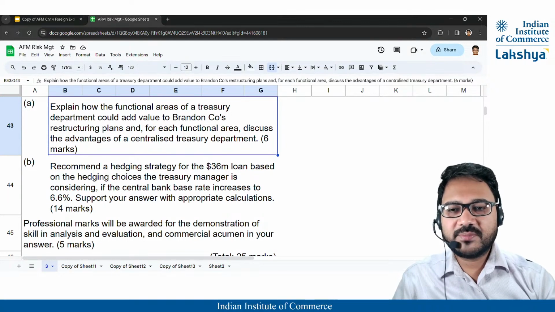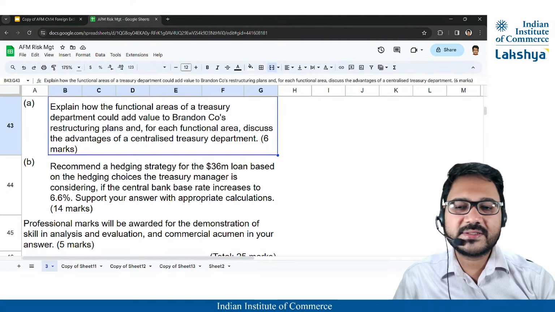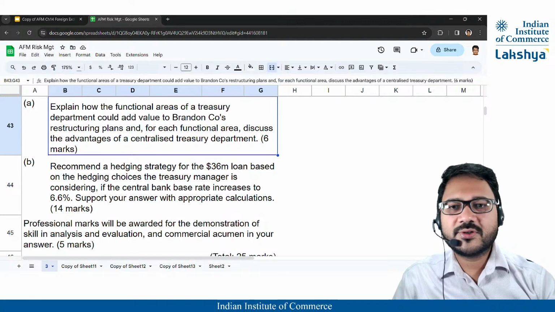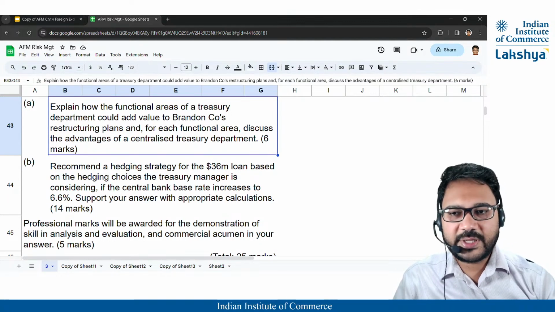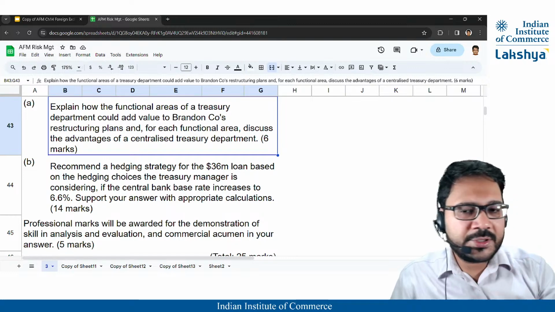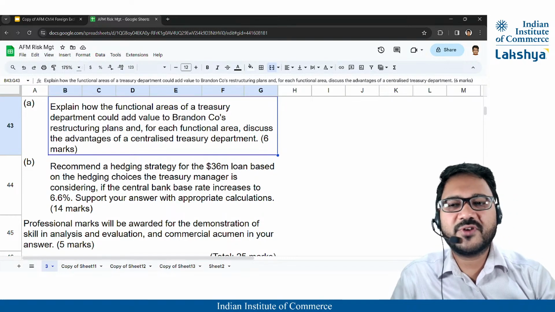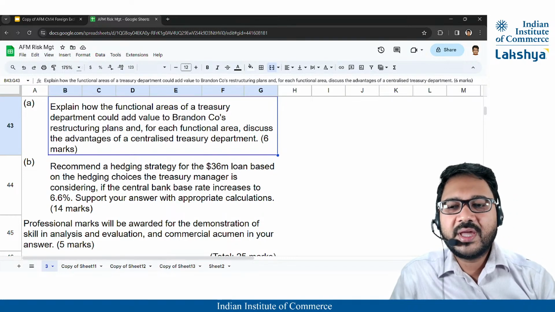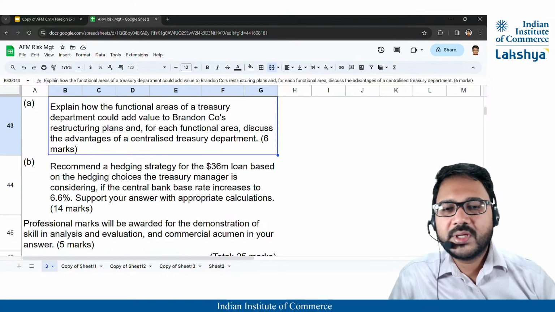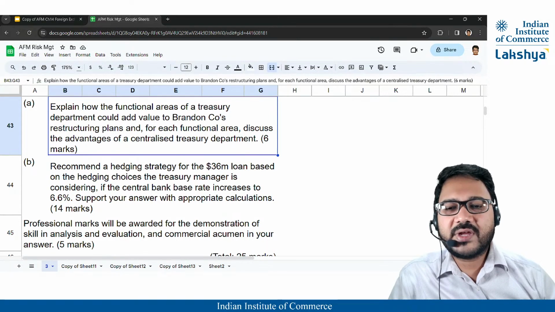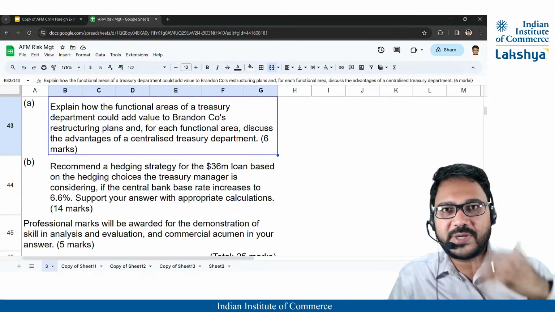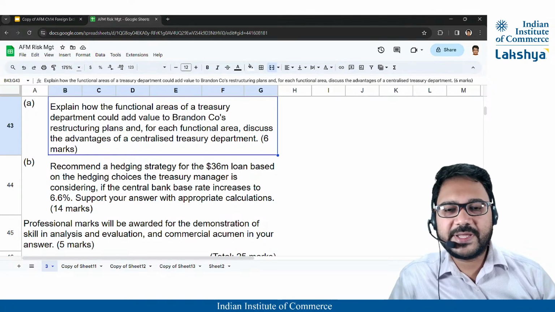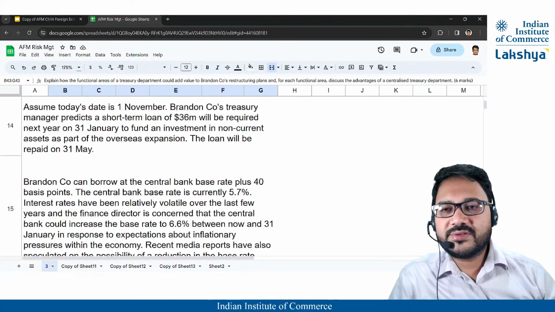Professional marks will be awarded for the demonstration of skills in analysis and evaluation, commercial acumen in your answer. So 5 marks total for that as well. So 14 marks for calculation, 6 marks for theory, and 5 marks for overall, specifically analysis, evaluation, and commercial acumen. So practicality also we need to display. So let's read the question.